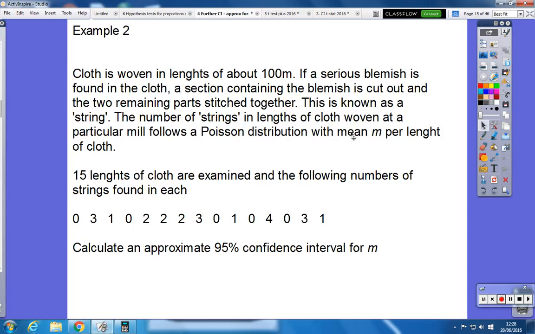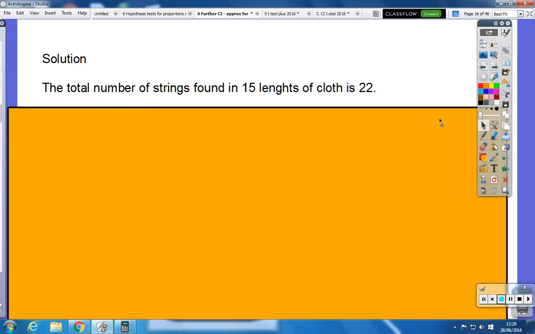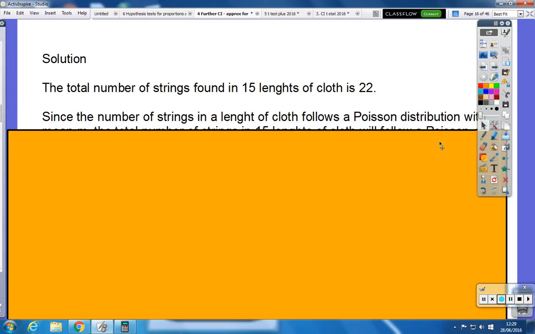So they want to come up with what the mean, or the mean number of strings per length is, but we've got 15 lengths. So we're going to work out a confidence interval for the 15 lengths that we've got, and then divide our confidence interval by 15 at the end to get the answer. It's a much better solution. So that was a total of 22 strings per length.